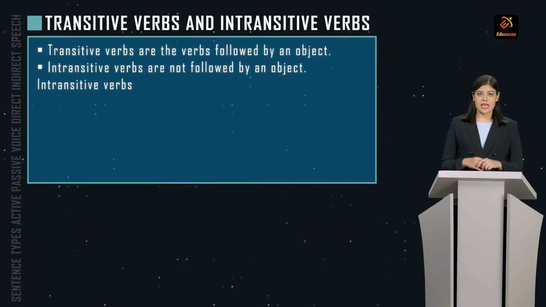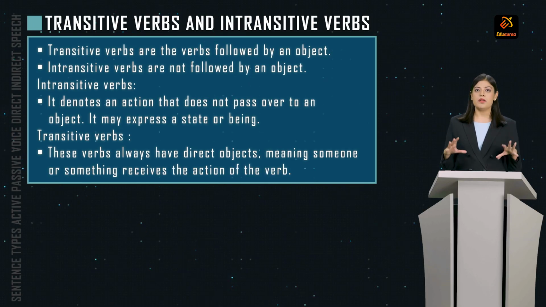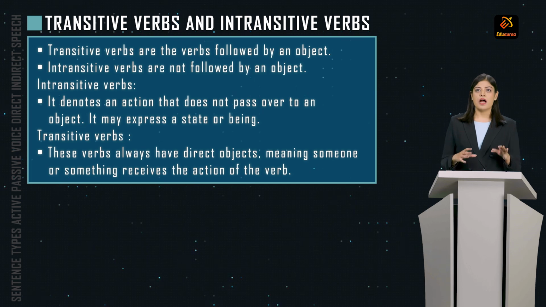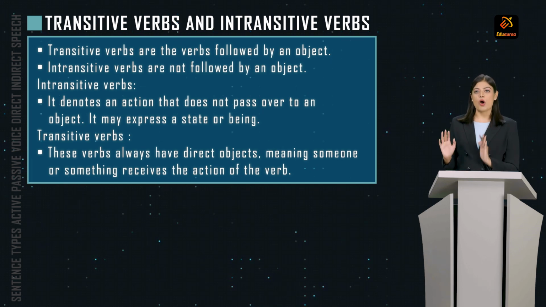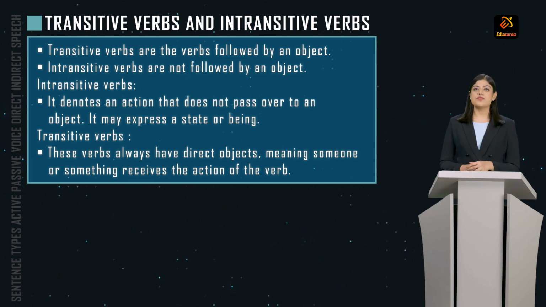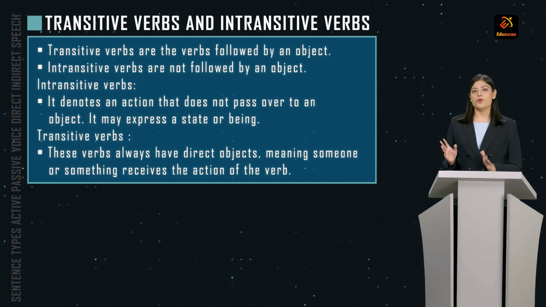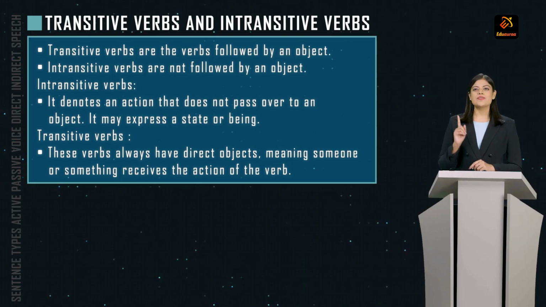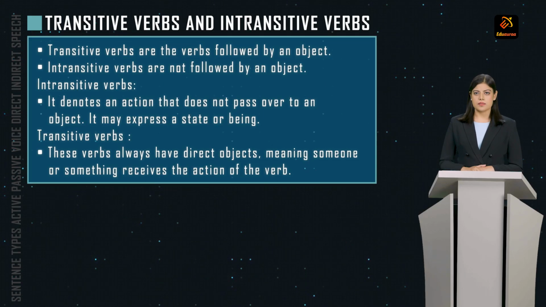Okay, now that we're clear on this, let's move on to transitive and intransitive verbs. This is a much simpler concept. Transitive verbs are the verbs which are followed by an object. Intransitive verbs are not followed by an object. Again, if you remember basic sentence structure, subject and verbs are compulsory. Objects are optional in sentences.